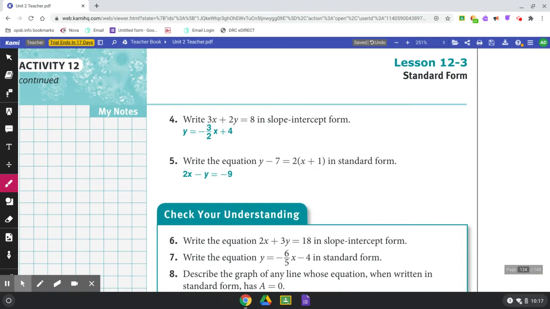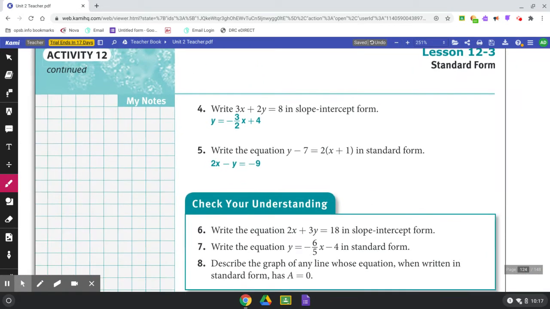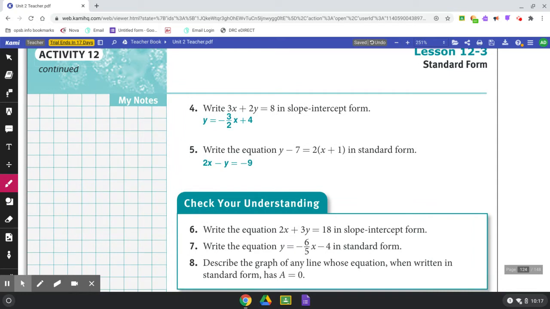Write 3x plus 2y equals 8 in slope-intercept form. Okay, you're going to have to follow some solving equations rules in order to get the answer for this one. So I'm going to write these steps for you. I shouldn't have to. You should be able to do this on your own without any issues. But I'm going to, for those of you that are still struggling with this. If you get this, you can just go ahead and skip this part of the video and move along.